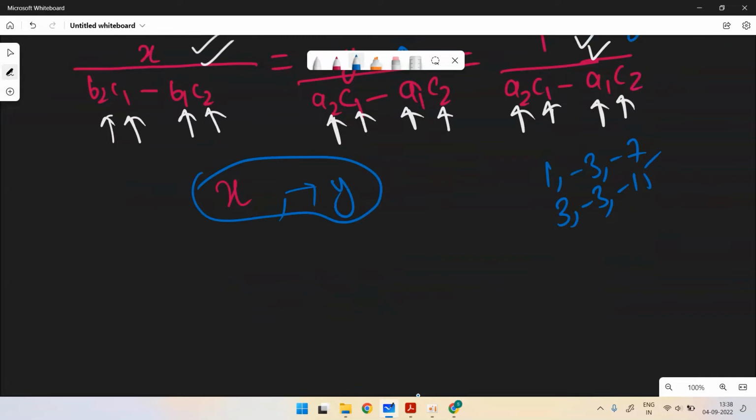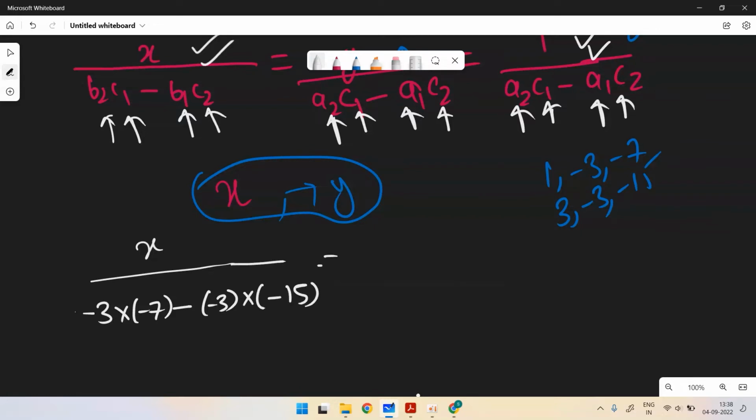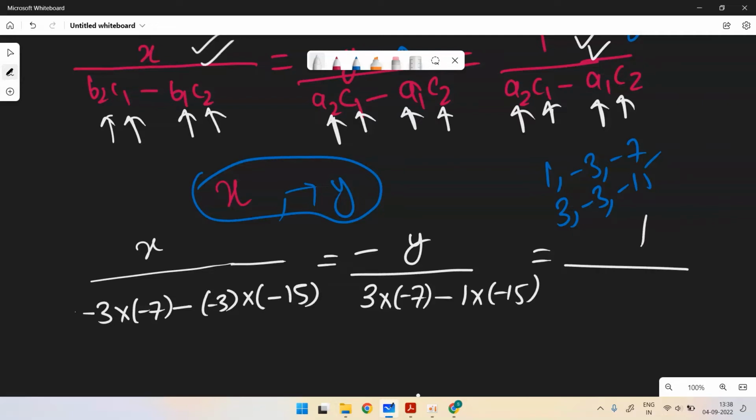So if we substitute the values, x by b2 c1 minus b1 c2, that is minus 3 into minus 15, equals minus y by a2 c1 minus a1 c2, that is 3 into minus 7 minus 1 into minus 15, equals 1 by a2 b1 minus a1 b2, that is 3 into minus 3 minus 1 into minus 3.